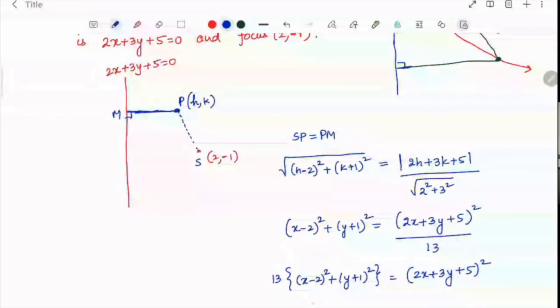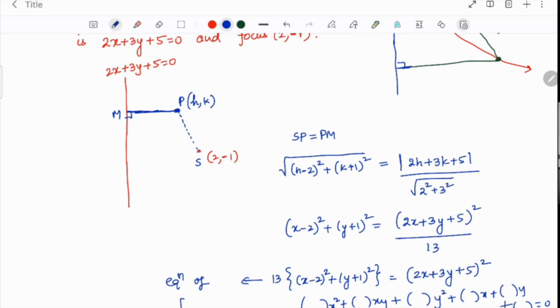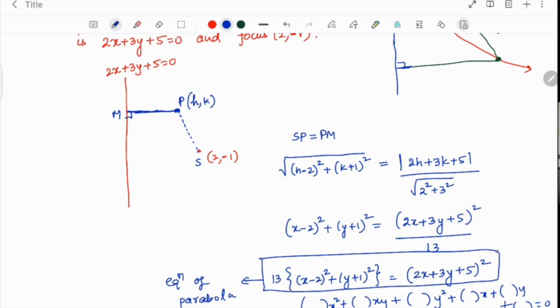Okay. So I can simplify this and write it in the form of ax square plus 2hxy plus by square plus 2gx plus 2fy plus some constant equal to 0. Right? Bring all the terms to one side, arrange like this. So that would be our parabola equation. This is the equation of our parabola. That means what I just got here is an equation which is satisfied by every point on the parabola.